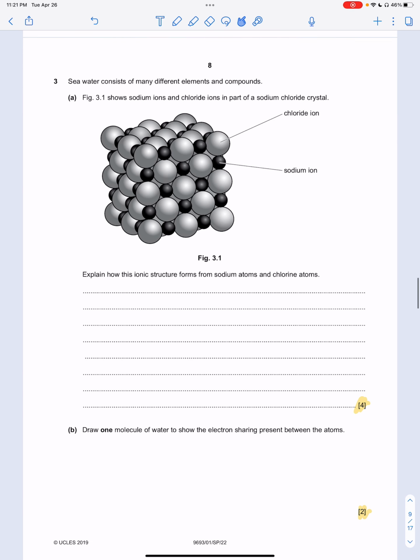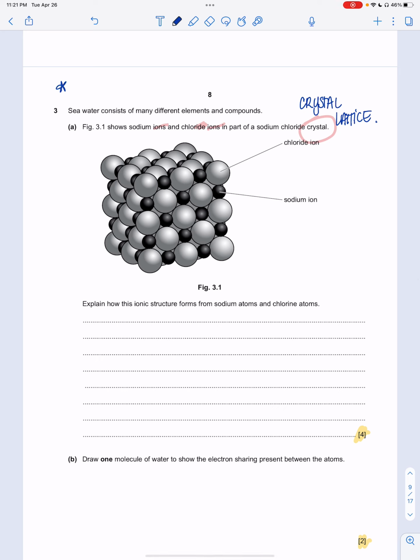I'm leaving off on page 8, number 3. We've done this one before. Seawater contains many different elements and compounds. So you're looking at sodium ions and chloride ions, part of the sodium chloride crystal. So remember, it does make a crystal lattice. Solid ionic compounds do this. And then just some differences here.